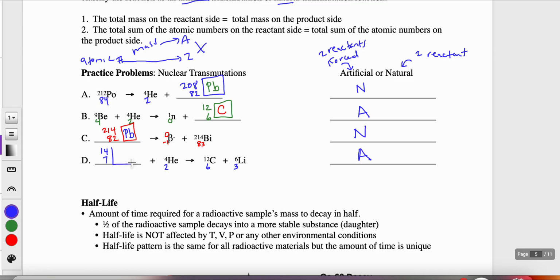So now I can look up the identity of the missing reactant. So when I look on the periodic table, the element that has an atomic number of 7 is nitrogen, so I can put a symbol of N right here.